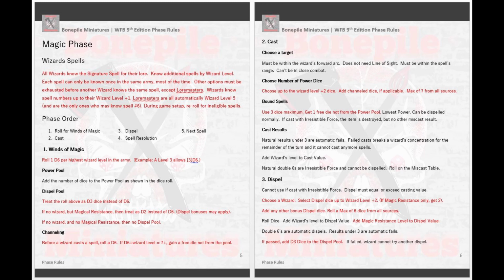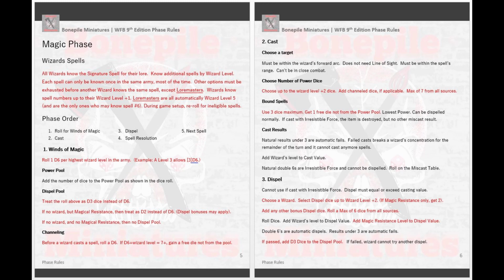So after all that, building the power pool and the dispel pool and trying to channel, it's finally time to try to cast a spell. Under choose number of power dice, it says, choose up to the wizard level plus 2 dice. Add channeled dice if applicable. Maximum of 7 dice from all sources. And that's of course one higher than the maximum in the 8th edition of 6 dice. But this is another way to scale the magic in this rule set.